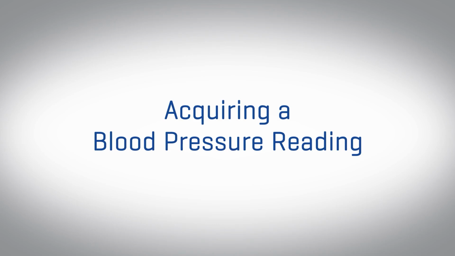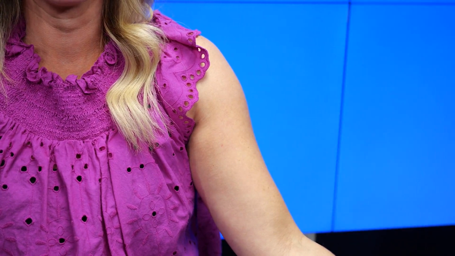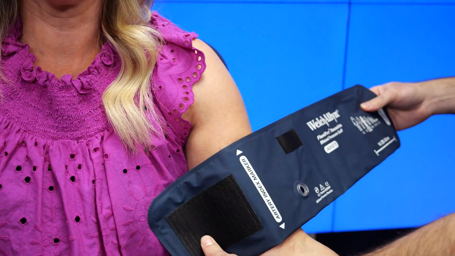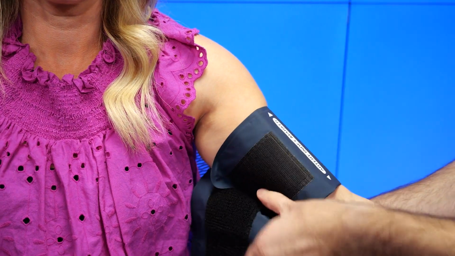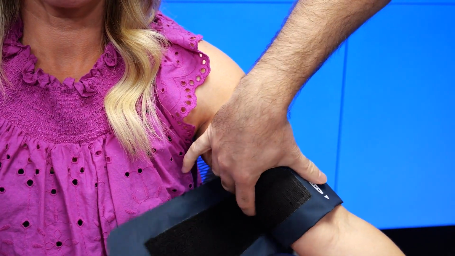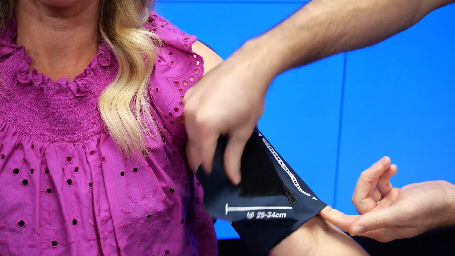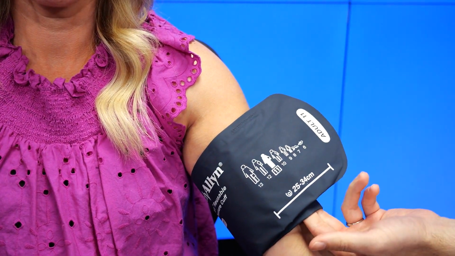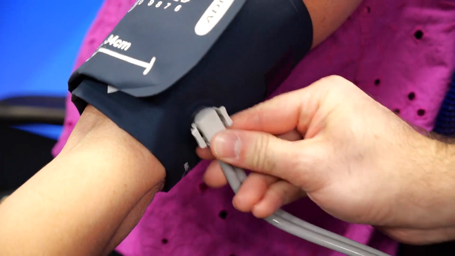To take a blood pressure, use the range indicator on the cuff to determine the proper size. If 2 cuff sizes fit the patient, use the larger of them. Make sure to place the cuff on the bare upper arm, aligning the cuff marker to the brachial artery. Apply the cuff snugly, allowing room for no more than 2 fingers.